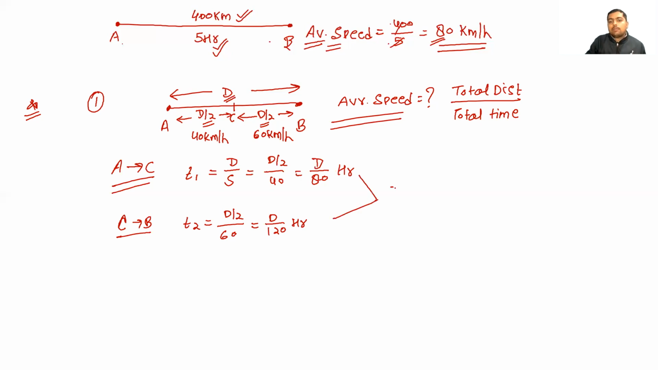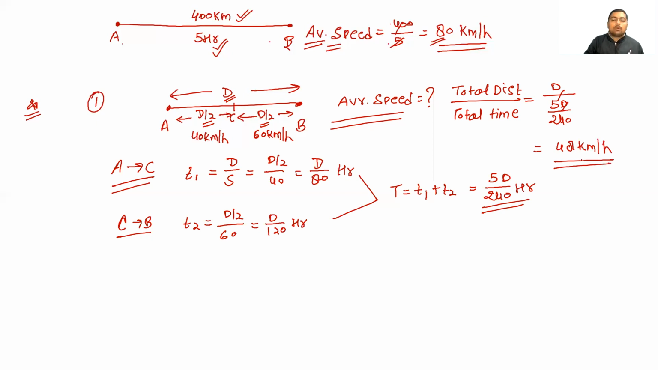So the total time, capital T, equals T1 plus T2. We add both the times and get 5D upon 240 hours. This is the total time. Now put these values in the formula. Capital D is the total distance, and the total time is 5D upon 240. Solving this, we get 48 km per hour. This is your average speed for this problem.